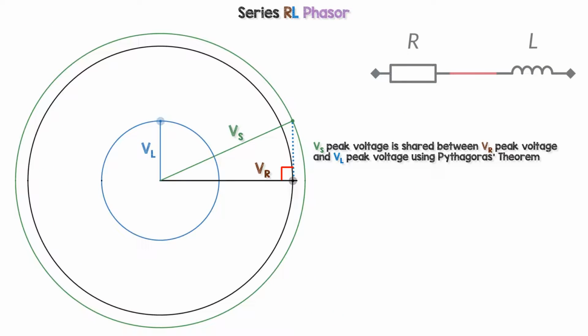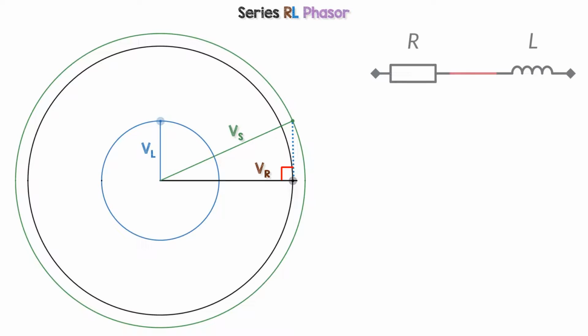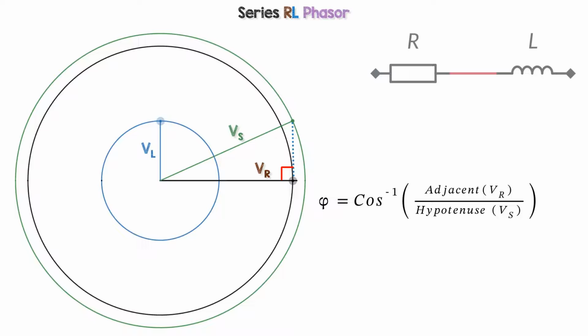We can use Pythagoras' theorem to work out any of the voltages if we know the other two. For example, the supply voltage is equal to the square root of VR squared plus VL squared. We can use simple trigonometry to work out the phase angle if we know any two voltages. For example, if we know VS and VR, the hypotenuse and the adjacent side, we use inverse cosine to find the phase angle.